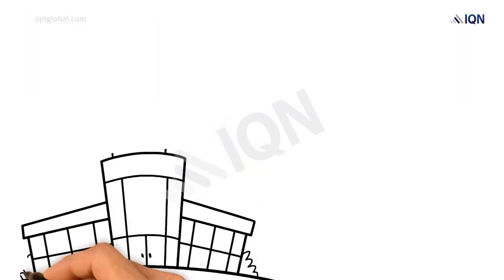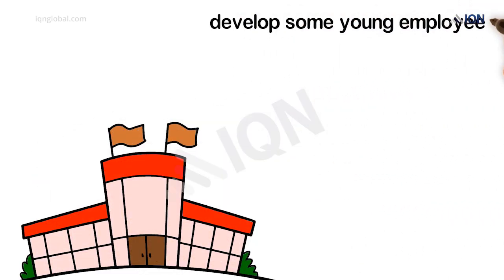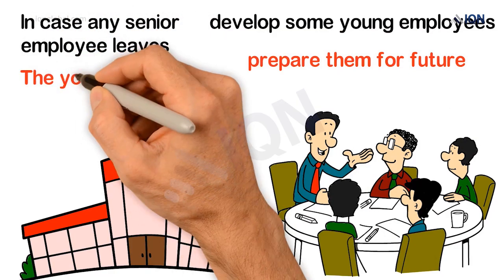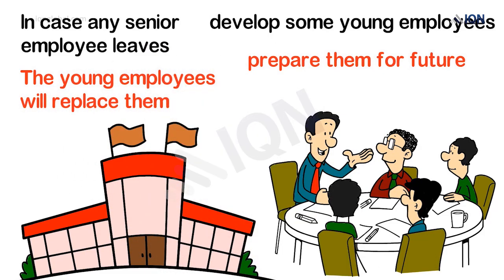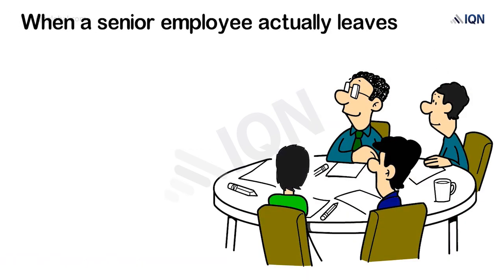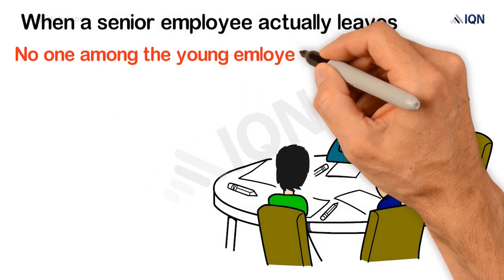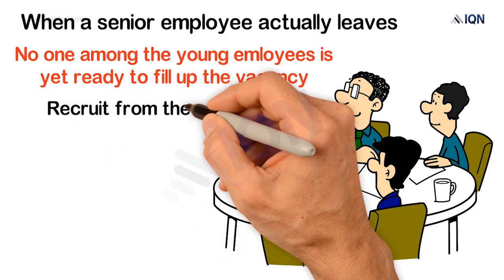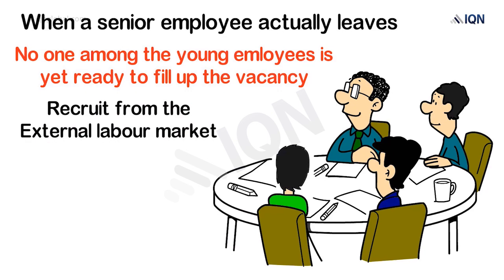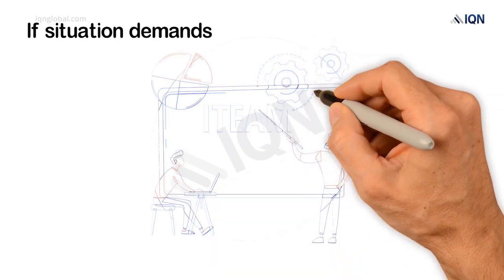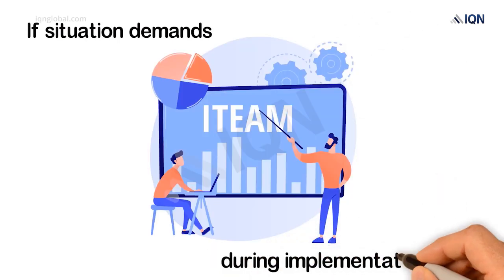Let's take an example of an organization which has decided to develop some young employees and prepare them for the future. In case any senior employee leaves the company, the young employees will replace them. This was the company's succession planning. But when a senior employee actually leaves, the organization realizes that no one among the young employees is yet ready to fill the vacancy. So, it needs to recruit from the external labor market for the vacancy. This is an example of a scenario where the organization was forced to adjust its action plan. So, if the situation demands, organizations may revise action plans during the implementation stage.